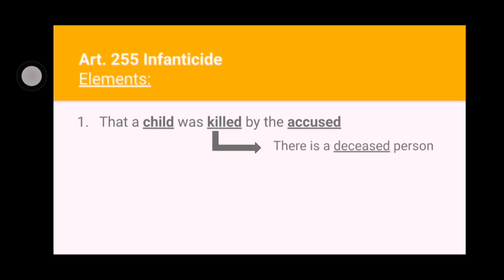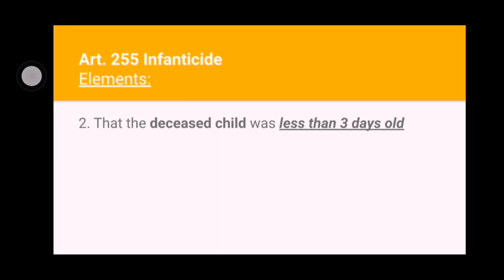And when a person is killed, there is a deceased person. Let's carry the word deceased to the next element. Element 2, that the deceased child was less than 3 days old. So element number 2 talks about the age of the victim, and the age of the child victim should be less than 3 days old. Again, element number 2, that the deceased child was less than 3 days old.